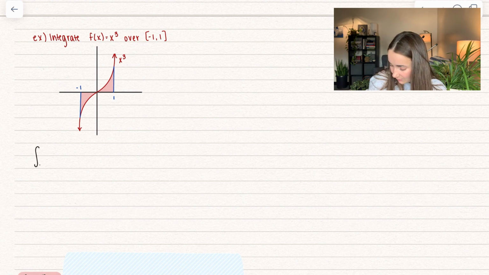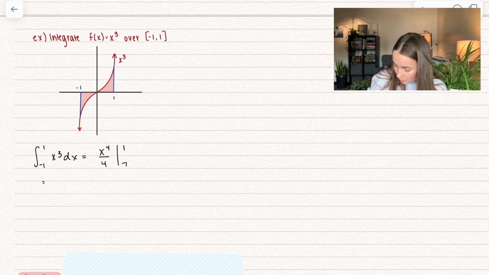We have the integral from negative 1 to 1 of x cubed dx. So let's go ahead and take the antiderivative. We have x to the power 4 divided by 4 from negative 1 to 1. We're going to go ahead and plug in upper minus lower.